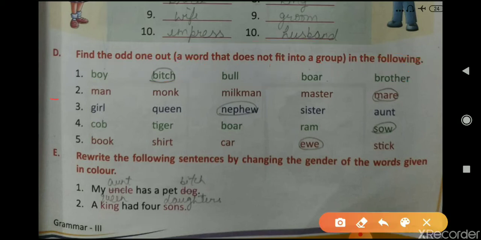Second one is man, monk, milkman, master, mayor. These all are masculine gender. This one is not a masculine gender, so circle this one. Then girl, queen, nephew, sister, aunt. Girl, queen, sister and aunt are feminine gender, whereas nephew is a masculine gender, so circle this one. Cob, tiger, boar, ram, these are masculine gender, so the odd one is not a masculine gender, so circle this.